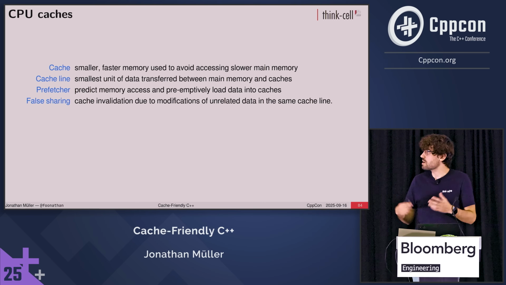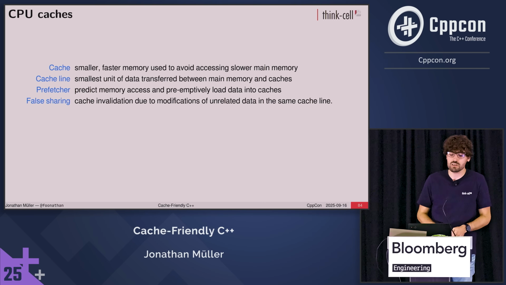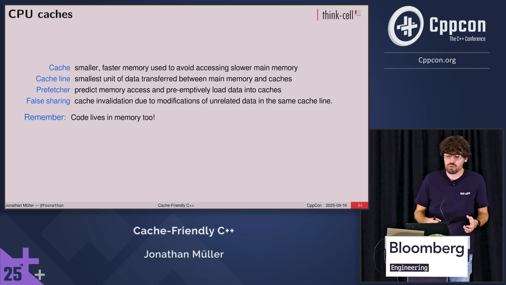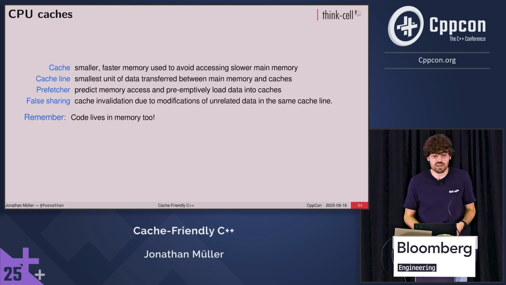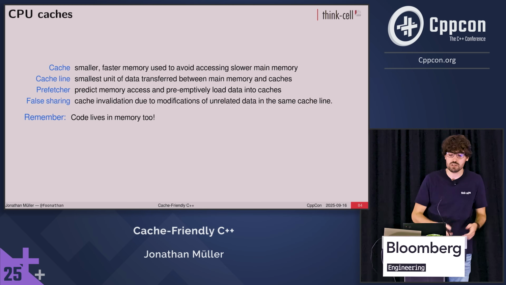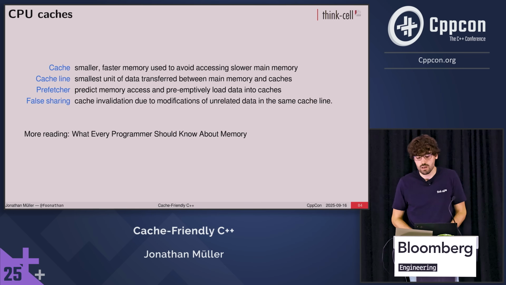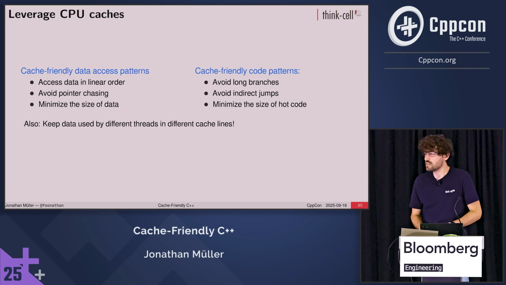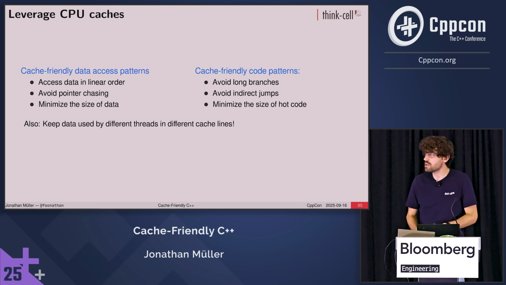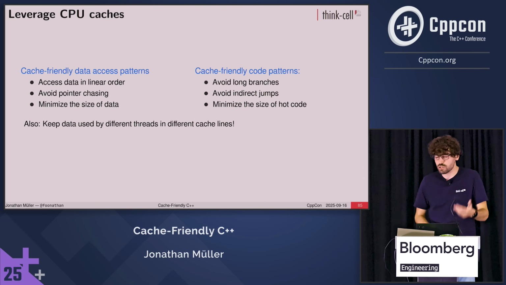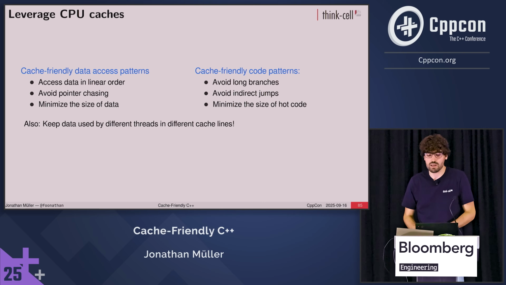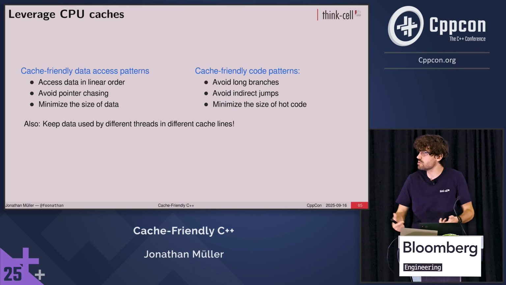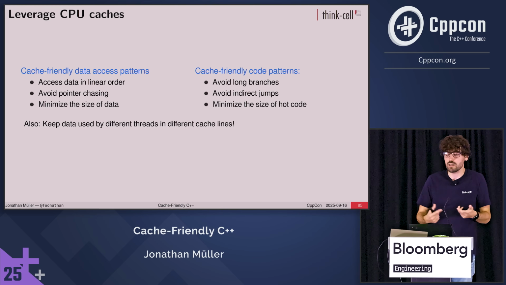When dealing with multi-threading, we have to be aware of false sharing, which is cache invalidation due to modifications of unrelated data in the same cache line. And also remember, code lives in memory too. Code has caches, code has cache effects, not just your data. To truly leverage the CPU caches, we want to have cache-friendly data access patterns. We want to access it in linear order, so the prefetcher helps. We want to avoid pointer chasing, so the prefetcher can actually do its job. And we want to minimize the size of the data, so we make as much use of the cache line as possible. Don't put data in there that we don't need.